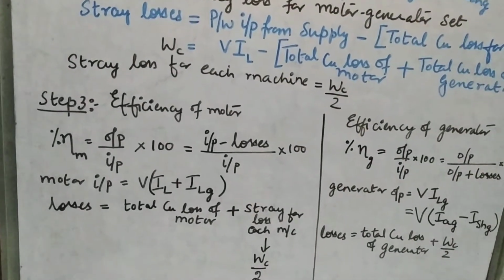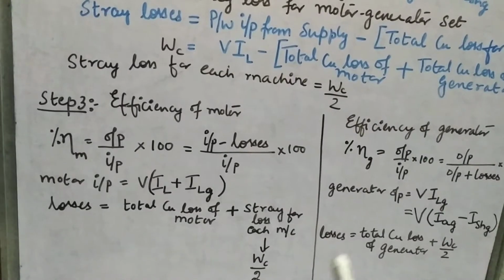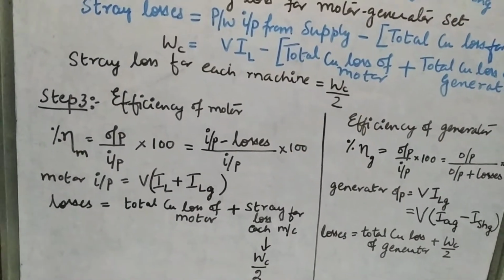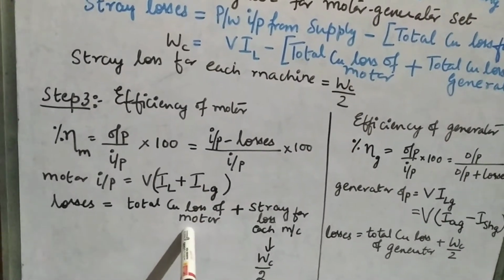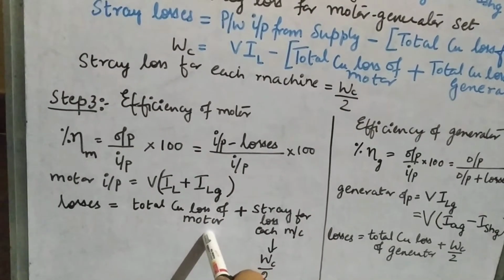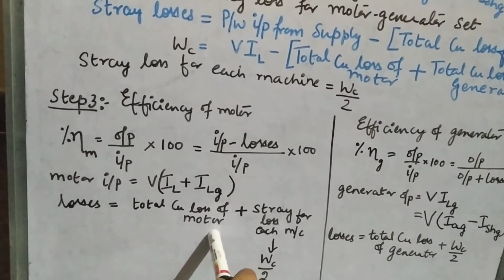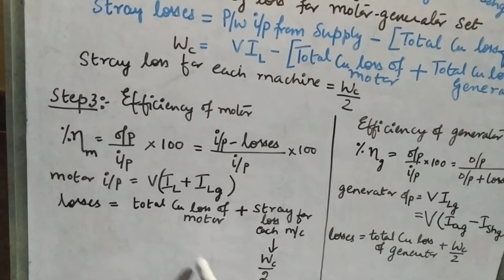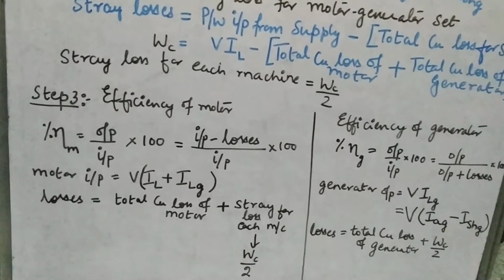And what is the variable loss? Variable loss is nothing but the copper loss. Copper loss of what? We are calculating the efficiency of the motor, so we have to take into consideration the copper loss of the motor itself. That is how we can calculate the efficiency of the motor.